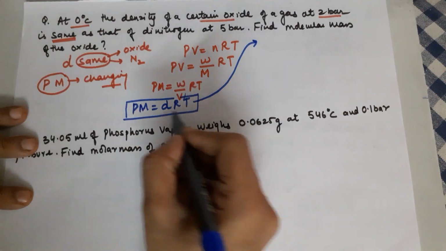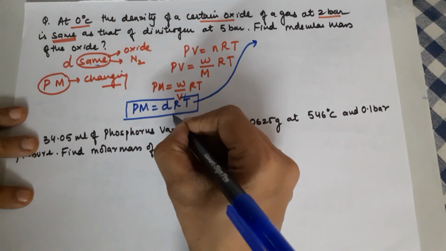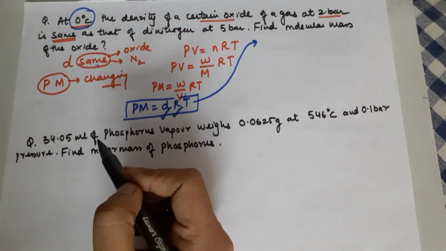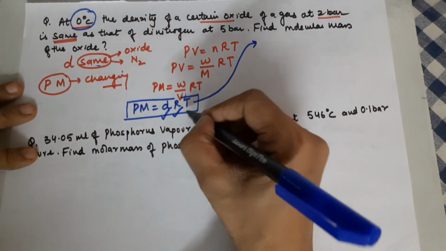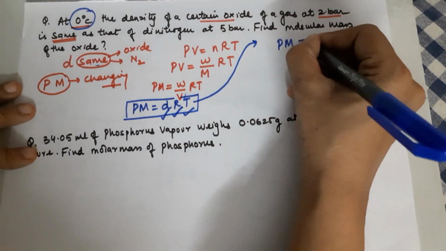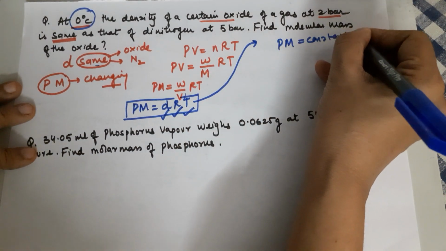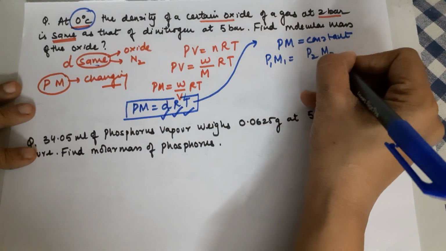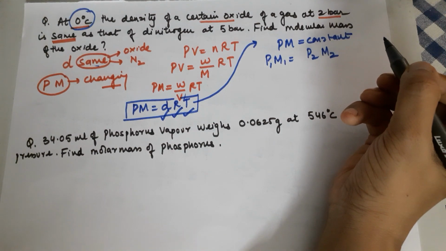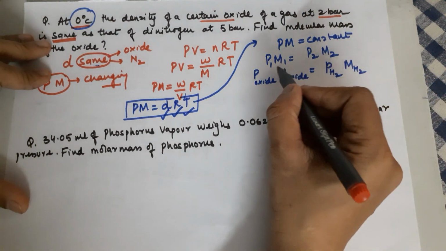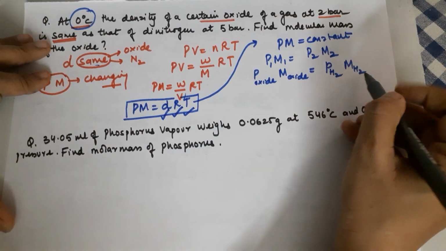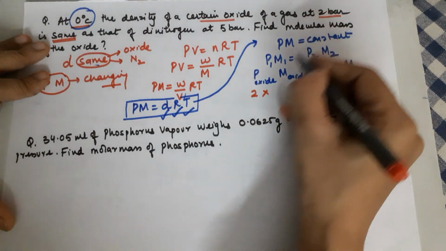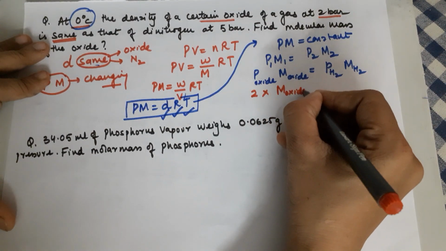As given, density is the same for both of them. R you know is the same, and temperature also remains the same, that is 0 degrees C. So your right hand side remains constant, hence PM is equal to a constant for this question. So the question can be solved as P1 M1 is equal to P2 M2, where you change the pressures. Instead of 1 and 2, I have taken 1 for the oxide and 2 for the dinitrogen. So the pressure of the oxide, as given, is 2 bar, multiplied by the molecular mass of the oxide, which you do not know and which is to be calculated.